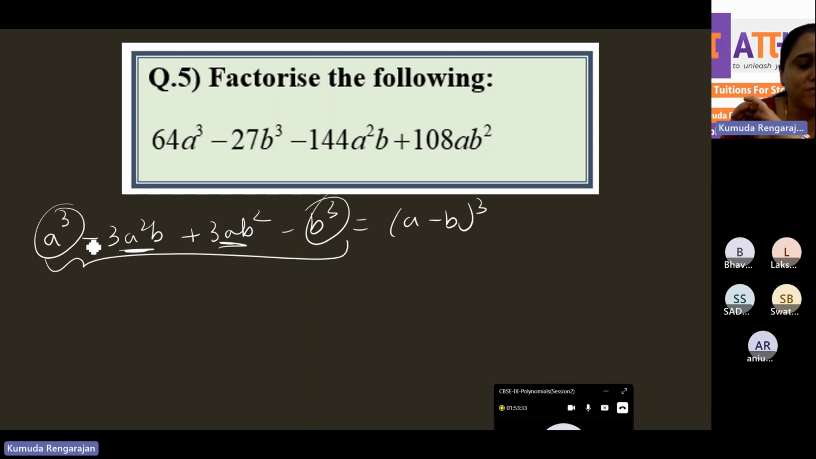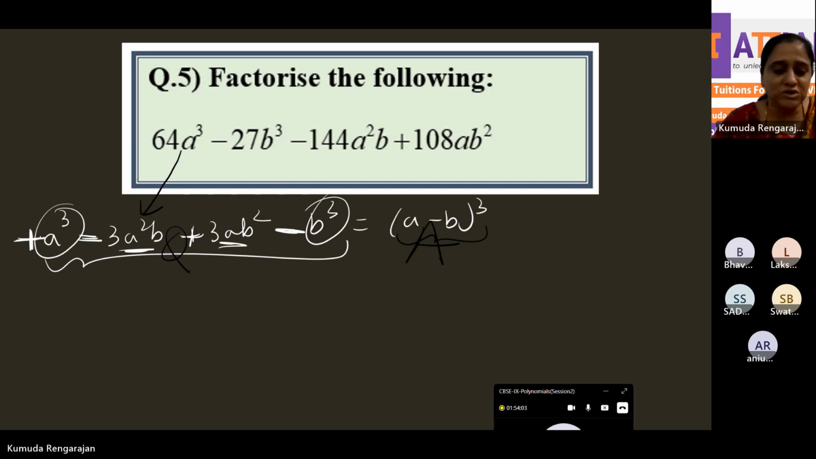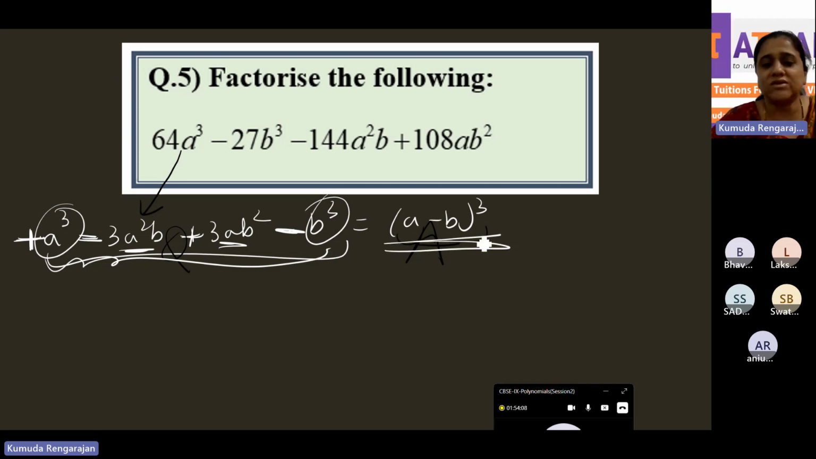And see the signs. A cube is positive, then the next term is negative, then again positive, again negative. Plus minus, plus minus: a cube, 3a square b, 3ab square, b cube. If you can show that the given expression is of this form, then the answer is a minus b the whole cube. But you must show that the question is of this form. You must present the question in this form. So the answer is a minus b the whole cube.